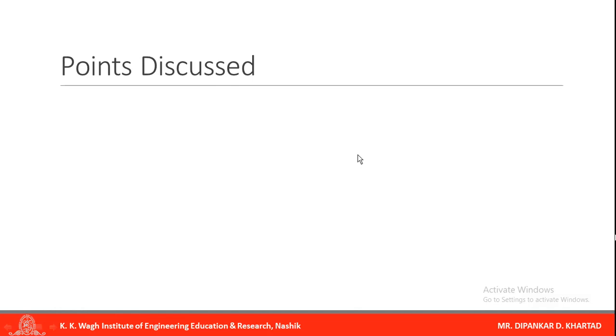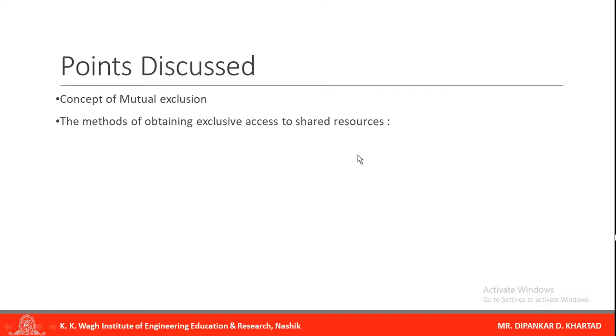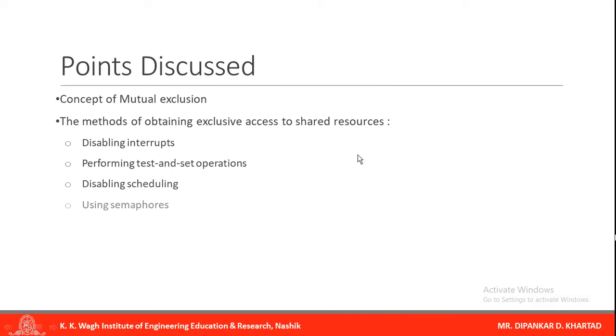Up till now we have discussed the concept of mutual exclusion and various methods to access shared resources. First one was disabling interrupts, performing test and set operations, disabling scheduling, and last one was using semaphores. So let's move on to the next video.